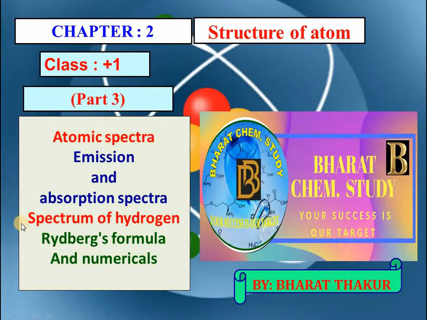Today we are going to study chapter 2, Structure of Atom, for the +1 class. In this video, that is part 3, we are going to study atomic spectra, emission and absorption spectra, the spectrum of hydrogen, the Rydberg formula and numericals based upon it. So let's start with the topic.